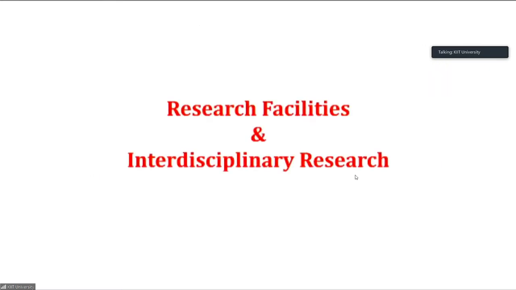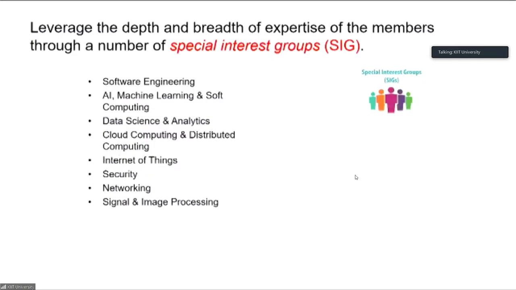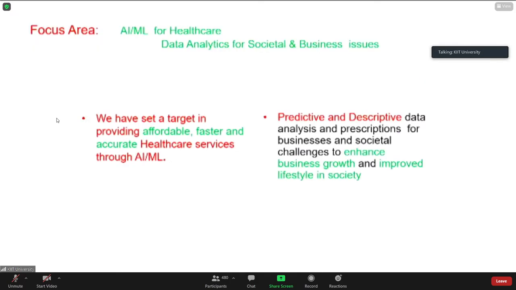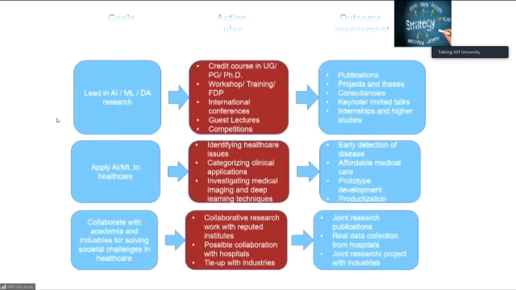There is another interdisciplinary research group in the School of Technology in the area of theoretical foundations, software engineering, artificial intelligence, data science, machine learning, image processing, and natural language processing. They have a special interest group for research in software engineering, AI, machine learning, soft computing, data science, and analytics. Students of computer science, electronics, mechanical, and electrical engineering are all combined in this special group. And we have a dedicated AI/ML group for healthcare data analysis for societal and business issues.